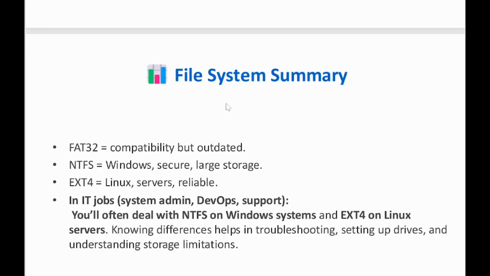Here is a summary of the file systems in a short way, if you want to just remember. FAT32 is for compatibility but outdated. Okay, it's the oldest one. NTFS is used in Windows, secure, with large storage. And EXT4 is mainly used in the Linux operating system, in servers, and is more reliable.